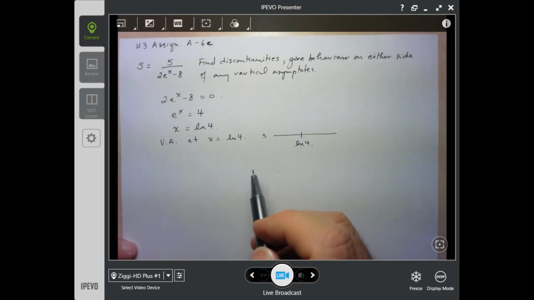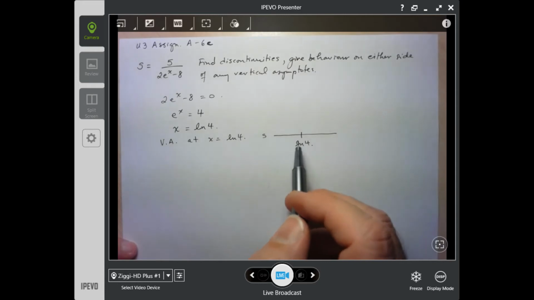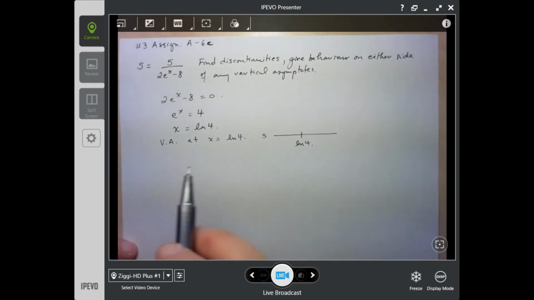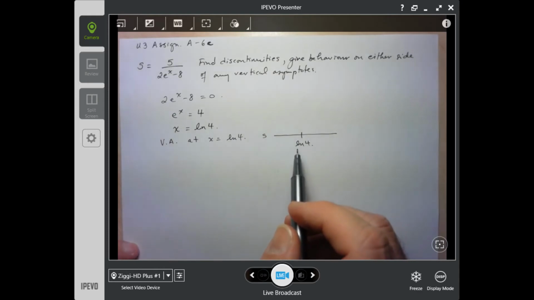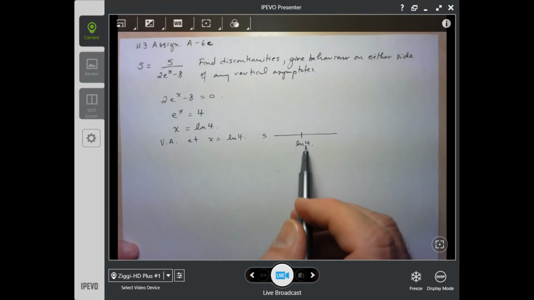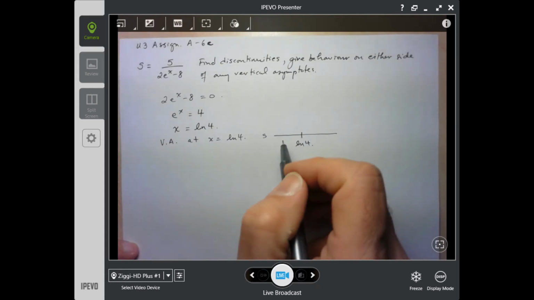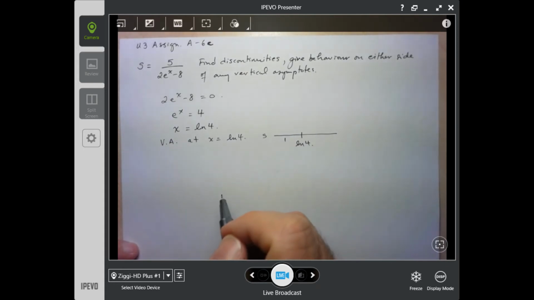Now, I could use a calculator here, but I'm going to see if I can get away with not using a calculator to do this. All right, so I know that ln e is equal to 1, and 4 is bigger than e, because e is about 2.72. So I know that this number is going to be greater than 1. So I'll just pick 1 as my value to the left.